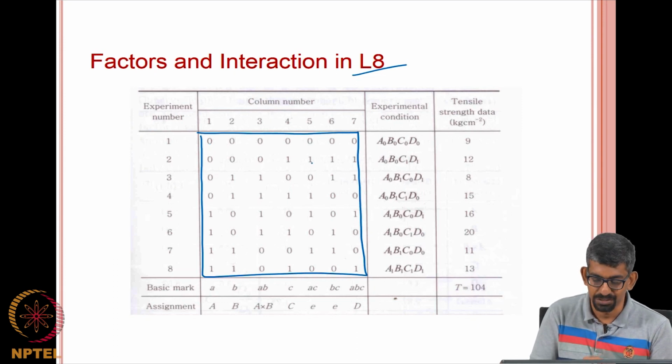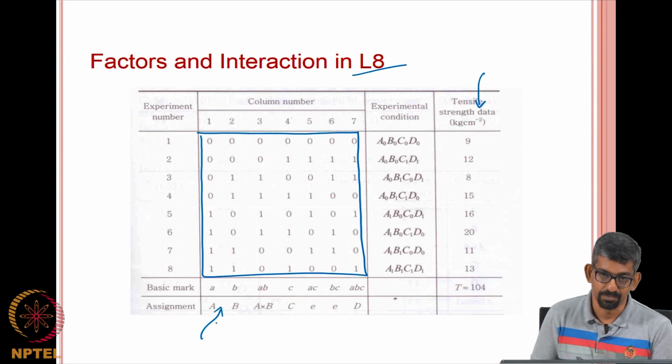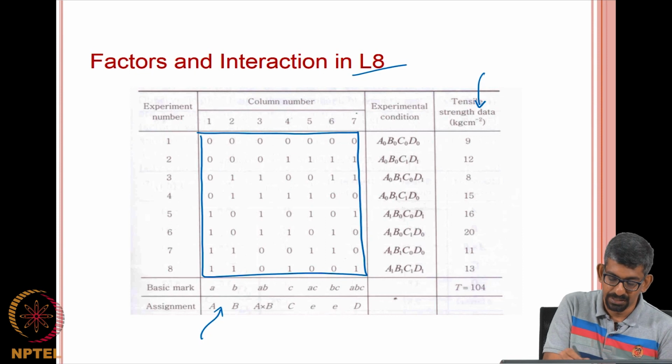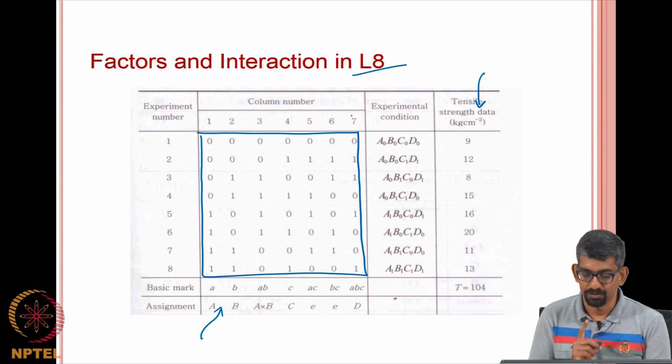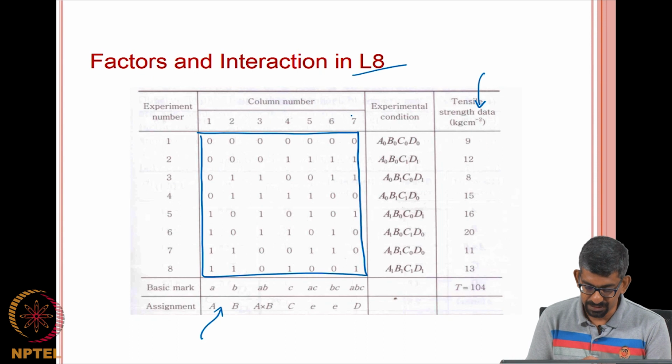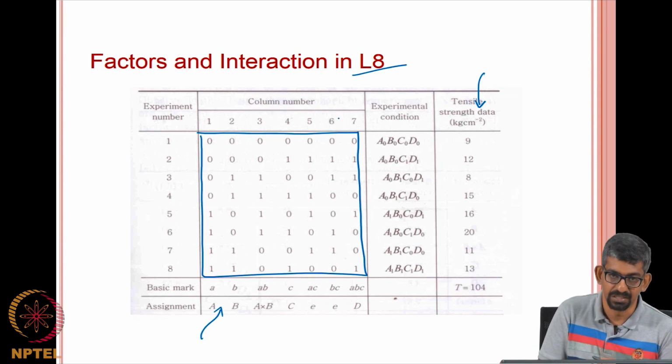Then what does change? What is your output response? What are your column assignments? Those are the ones that will change. That is where the designer comes into the picture. These are all already done for you. So, this is L8. There will be 8 experiments and there will be 7 columns which are factors. One of the important things that we will see today is how to assign the factors in this.